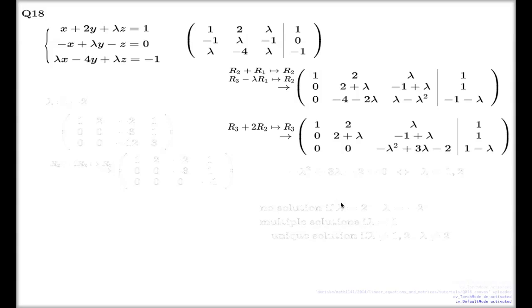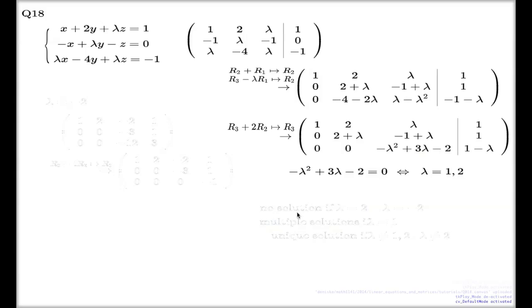How many solutions could this possibly have? My 3 pivots here, and my number in here. If this one is 0 and this one is not, that's the case for no solutions. If this one is 0 and this one is 0, this is the case for multiple solutions. If this one is not 0, then that's the case for a unique solution. This polynomial, you all know, by Vieta's theorem, has solutions like this.